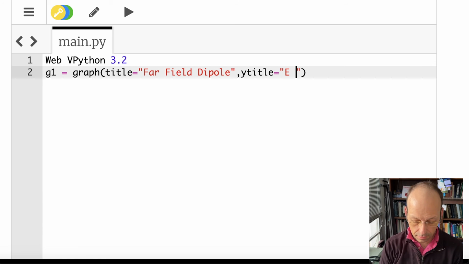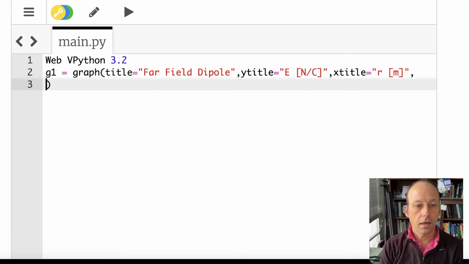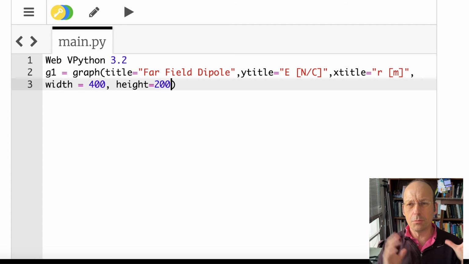in newtons per coulomb. And then the X title is R in meters. And then I like to do this width equals, let's do 400 by 200, height equals 2. If you don't do this, it still works, but I have my screen zoomed in and it just doesn't look really nice.